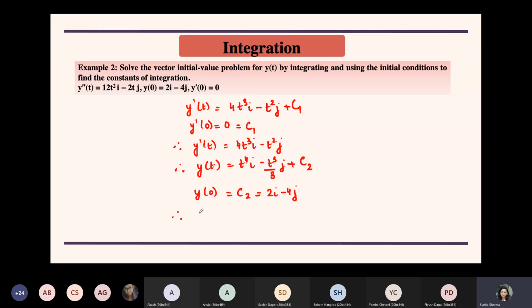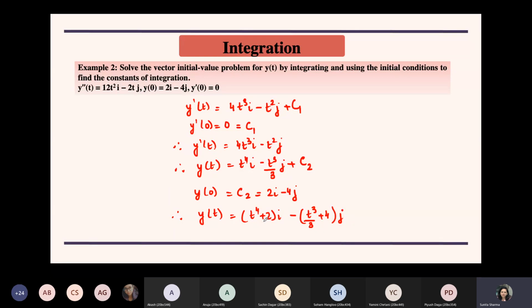So therefore y t is t to the power 4 plus 2 i minus t cubed by 3 plus 4 j. Okay, so we'll now combine the i terms together and j terms together, and we get the final expression or the form of yt. Okay, thank you, Yamini.